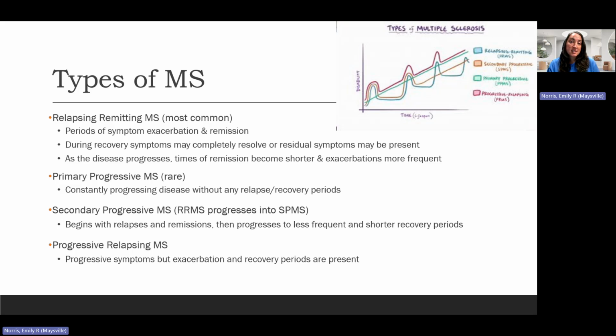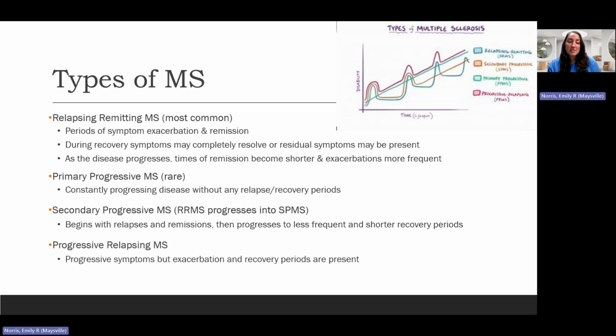As the disease progresses, the remission or recovery periods become shorter and shorter, and the exacerbations become more and more frequent. With primary progressive, which is a rare type, you are constantly progressing, constantly getting worse without those recovery periods. With secondary progressive, you start out with that relapsing remitting type of MS, and then as time goes by, those relapses come more often and last longer, and those remission periods just aren't enough to recover. And so there's a steady decline in the overall health because of the lack of recovery periods and the frequency of relapsing periods.